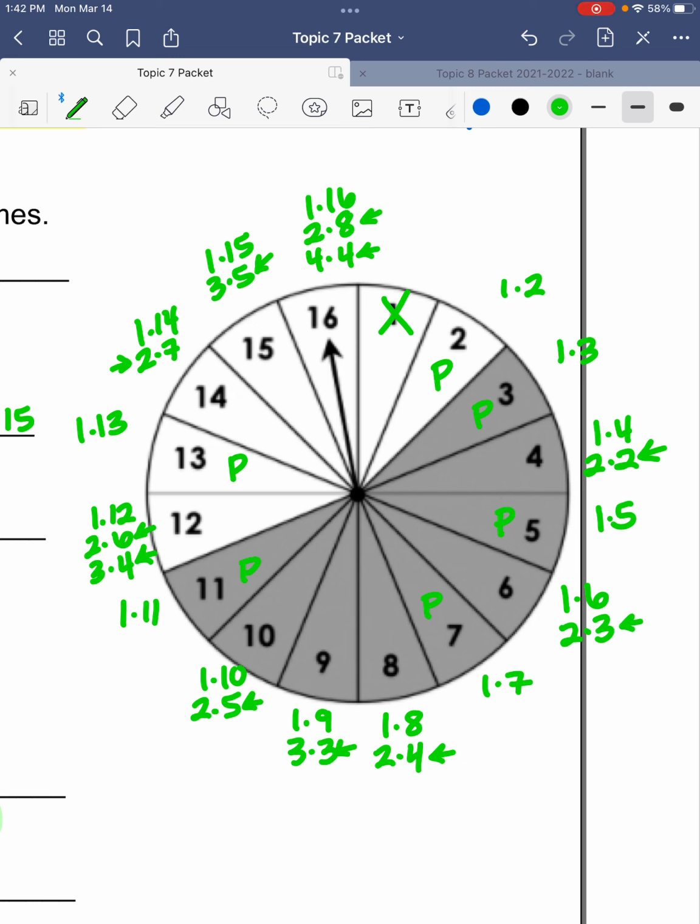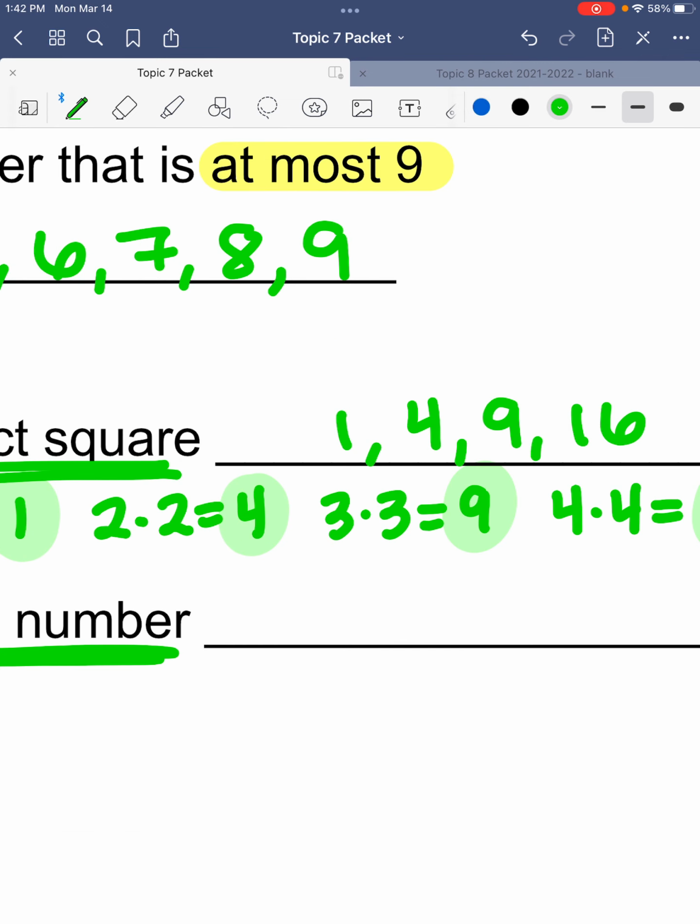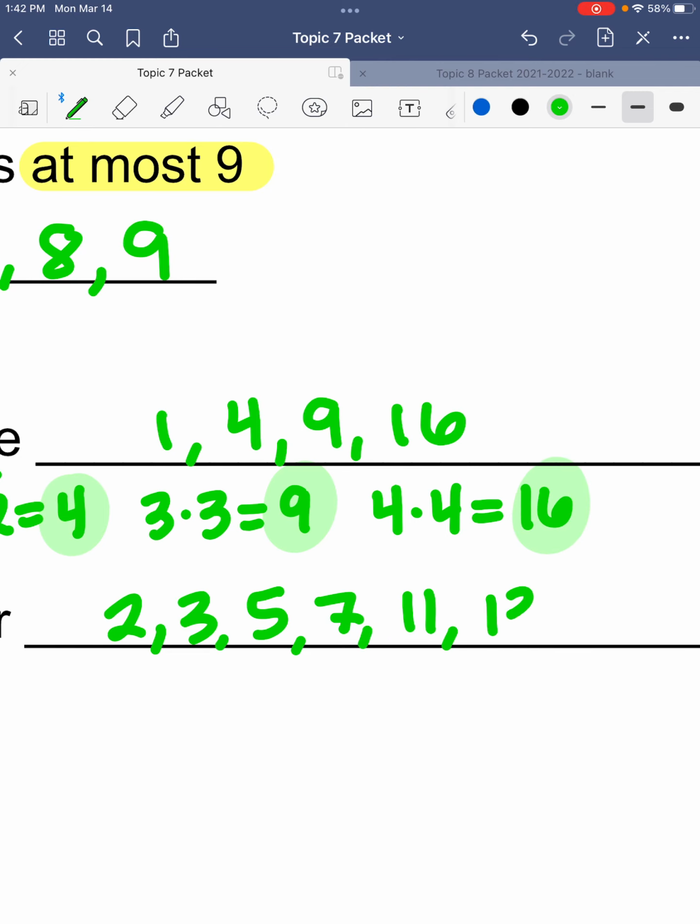16 is not prime. So my prime numbers are these ones that I've listed with a P: 2, 3, 5, 7, 11, and 13. So 2, 3, 5, 7, 11, and 13 are the prime numbers here.